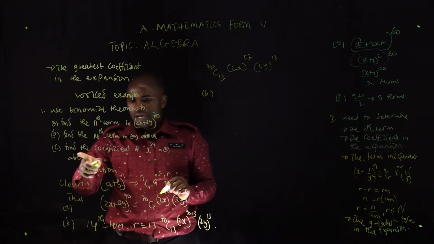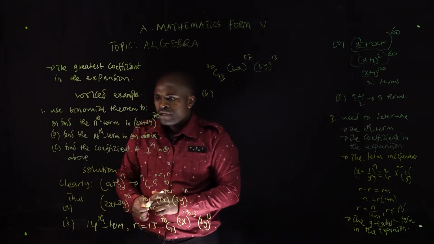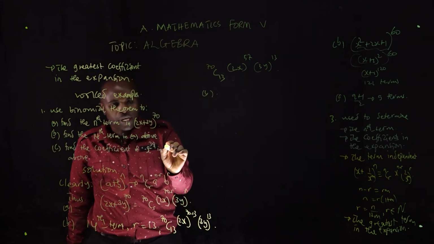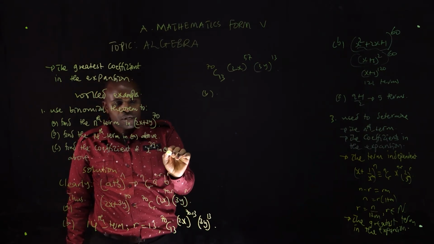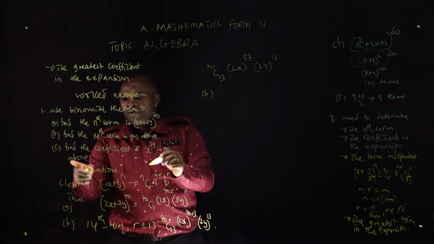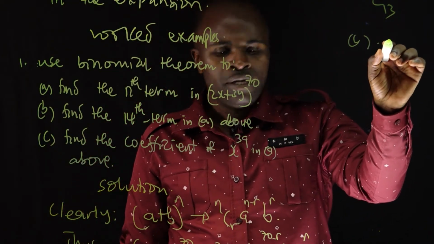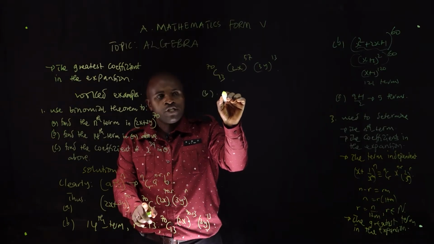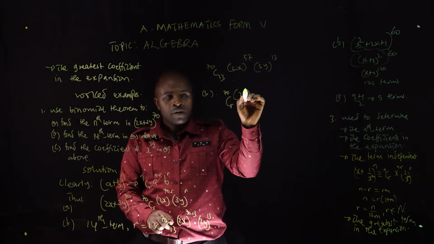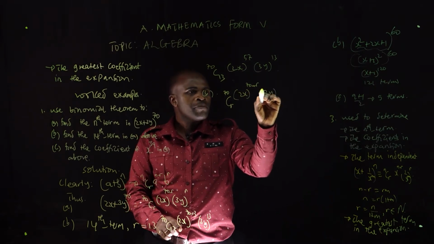C says: find the coefficient of x^39 in A. Maybe to make it simple, I could say in B. Yes, let's continue, because it becomes another new question we will treat. Find the coefficient of x^39 in A. We know the general formula, which is 70 combination r, (2x)^(70-r), and here (3y)^r.